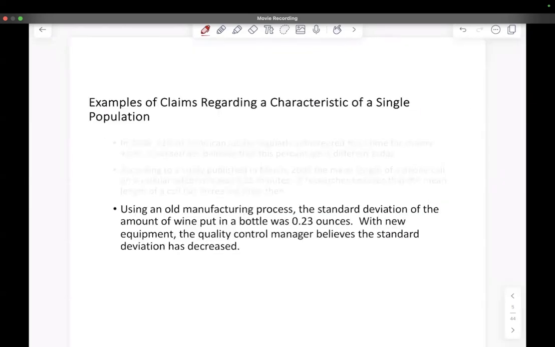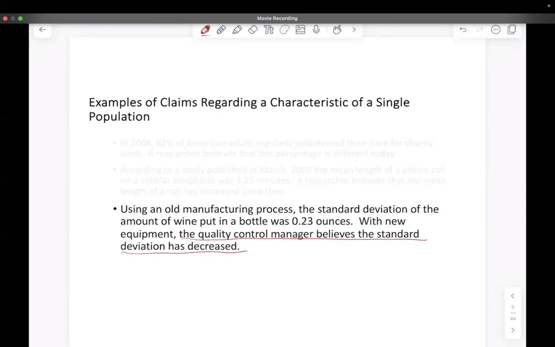Right. So another one. Using an old manufacturing process, the standard deviation of wine put in a bottle was 0.23 ounces. With new equipment, the quality control manager believes the standard deviation has decreased. So they have some new equipment, and they believe that the new equipment has decreased the standard deviation. And so my hypothesis is that the standard deviation has decreased. That would be my hypothesis right now.